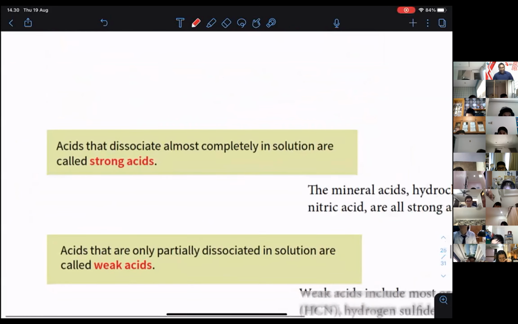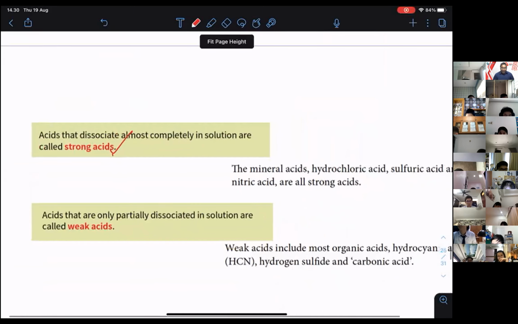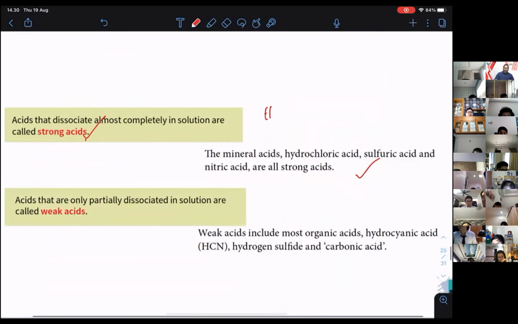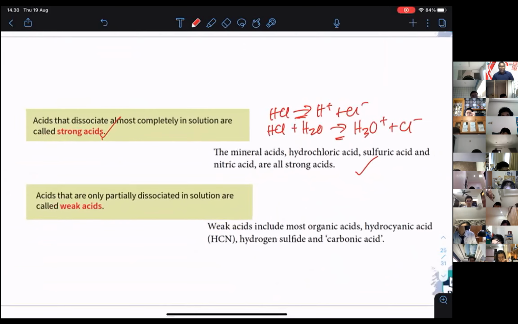And the last part is, what are strong acids? It's something that completely dissociates. Generally HCl, that's why for HCl we write H plus and Cl minus. If you have HCl plus water, we always write down H3O plus and then Cl minus. You see, they are a straight line, no reversible equation line.